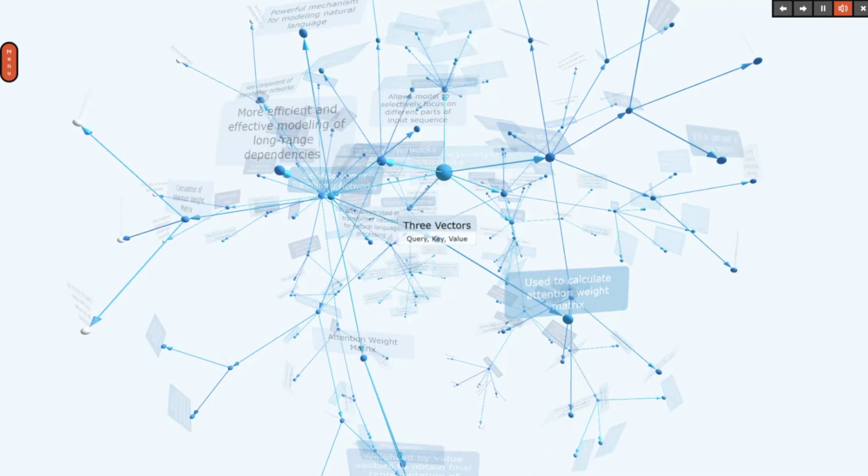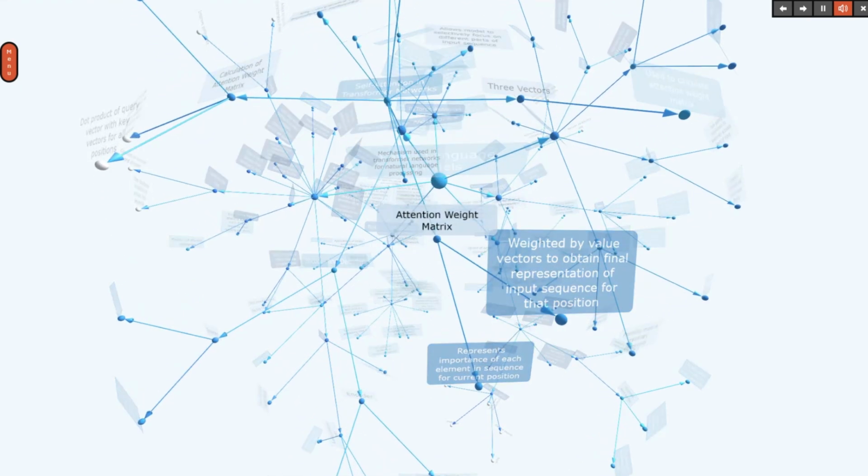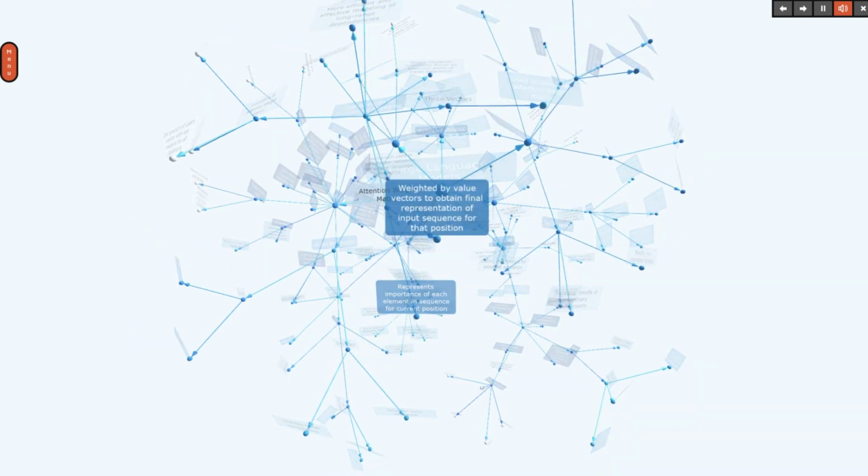Three vectors. Query, key, value. Used to calculate attention weight matrix. Attention weight matrix. Represents importance of each element in sequence for current position. Weighted by value vectors to obtain final representation of input sequence for that position.